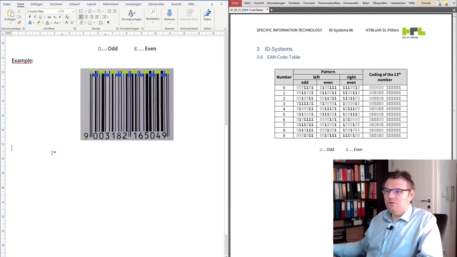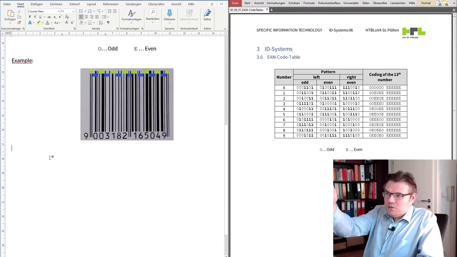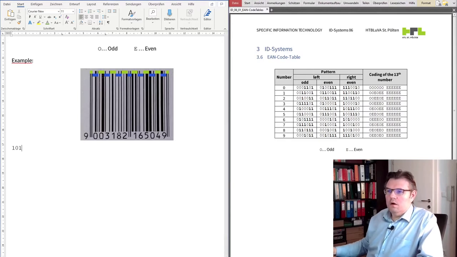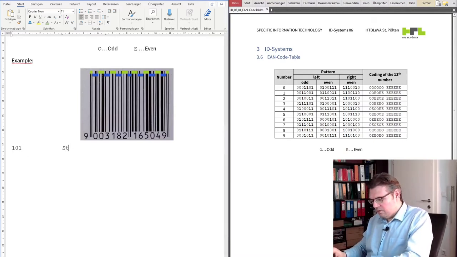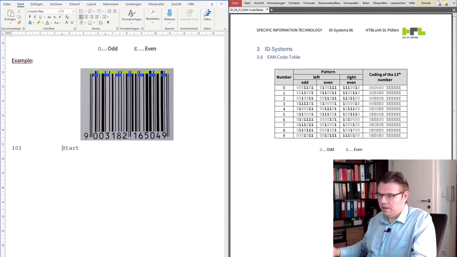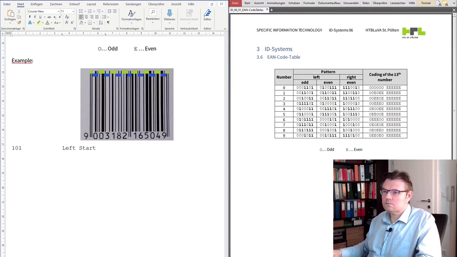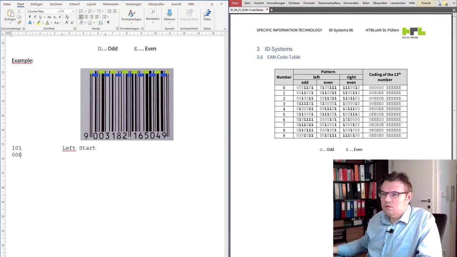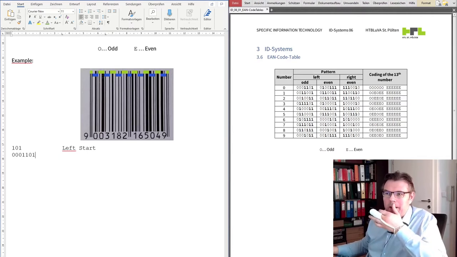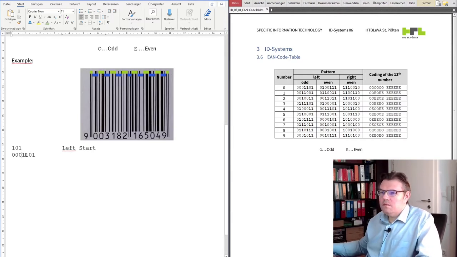So the first signs we have here are 101. See the green part here, 101. This is actually the start, I'll call it the left start sign. Then we have 0 0 0 0 1 1 0 1.